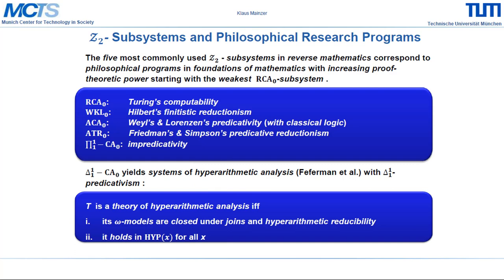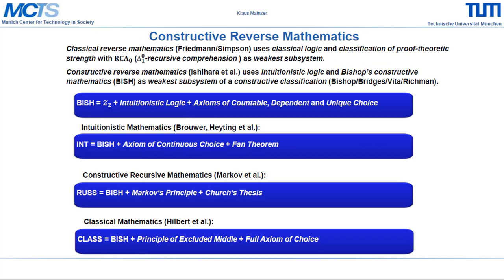impredicative series. Classical reverse mathematics uses classical logic and classification of proof-theoretic degrees, with the mentioned recursive comprehension axiom as the base subsystem. Constructive reverse mathematics, which was mainly elaborated by Ishihara and others, uses intuitionistic logic and Bishop's constructive mathematics as a weaker base system of constructive classification. And here are some of these levels. For example, here the so-called Russian subsystem, that means constructive reverse mathematics, which I mentioned shortly before, in the Markovian tradition, that means Bishop's system plus Markov's principle plus Church's thesis.